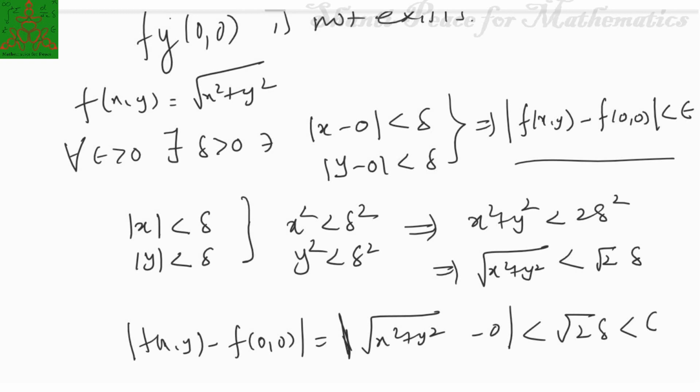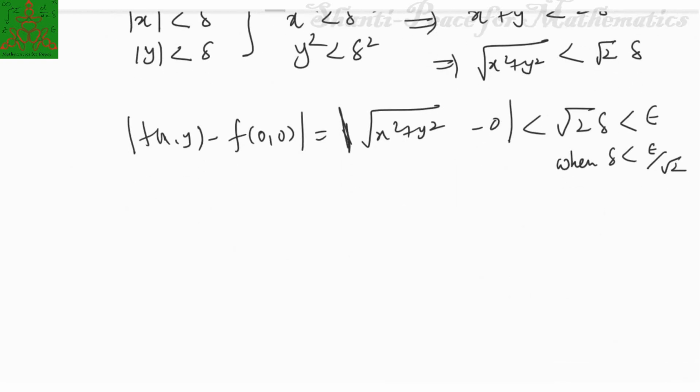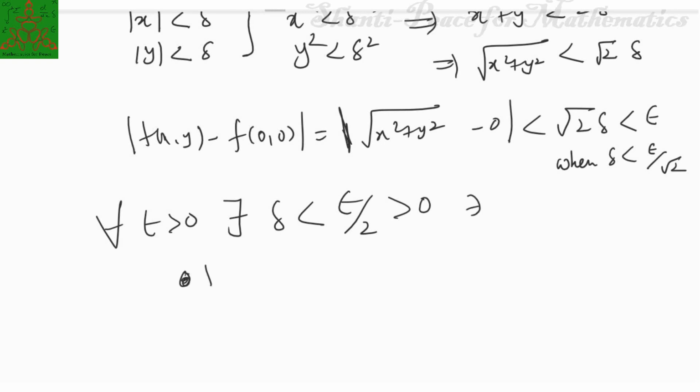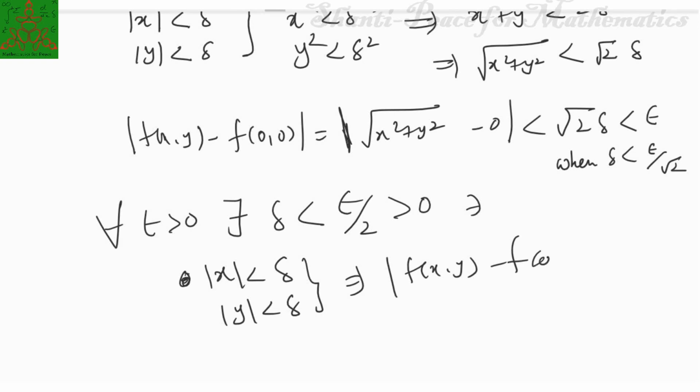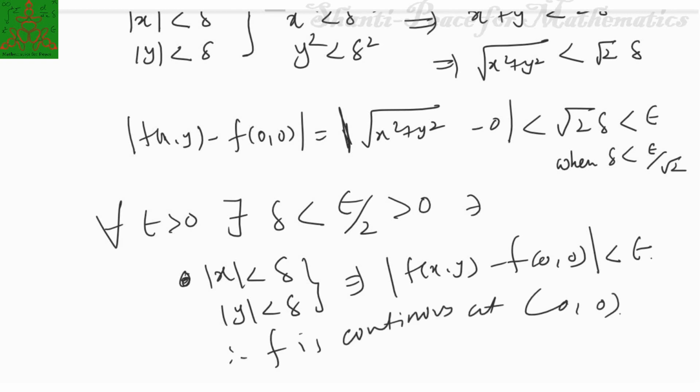If you want this to be less than epsilon, then you need to choose delta to be less than epsilon by square root of 2. So for every epsilon greater than 0 there exists a delta, less than epsilon by square root of 2 and greater than 0, such that mod of x minus 0 less than delta and mod of y minus 0 less than delta implies that mod of f of x y minus f of 0, 0 is less than epsilon. So hence we can say that f is continuous at the point 0, 0. So this example shows you that if f is continuous, it does not imply that its partial derivatives exist. Let's have the next example.